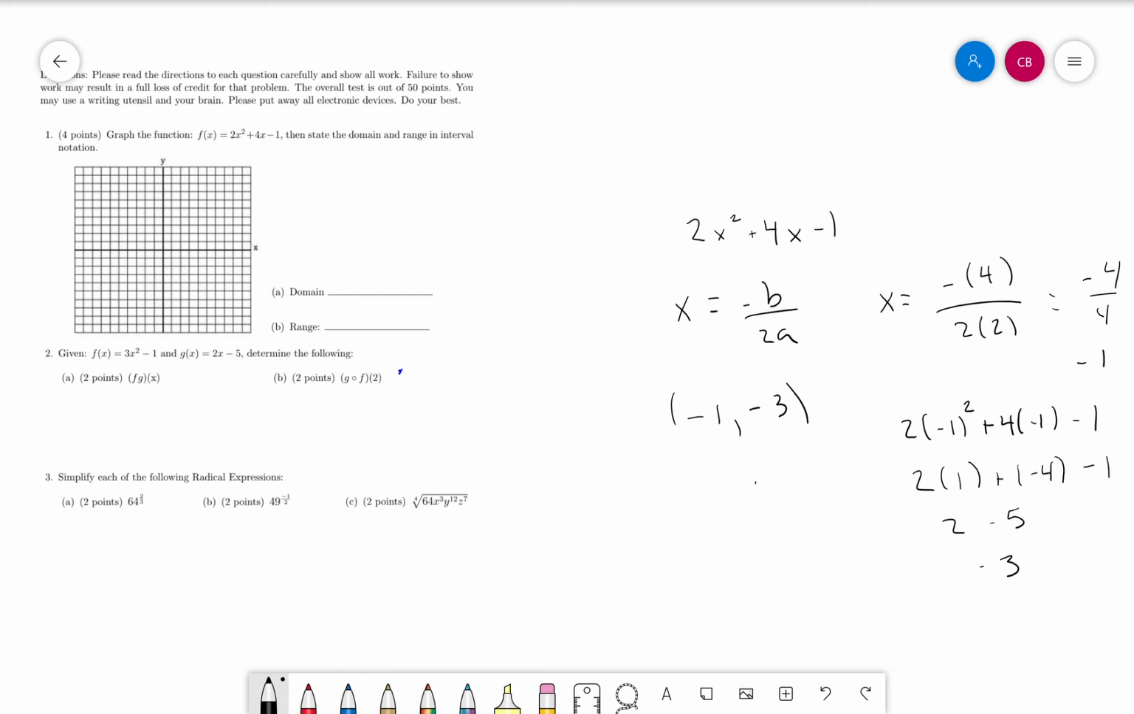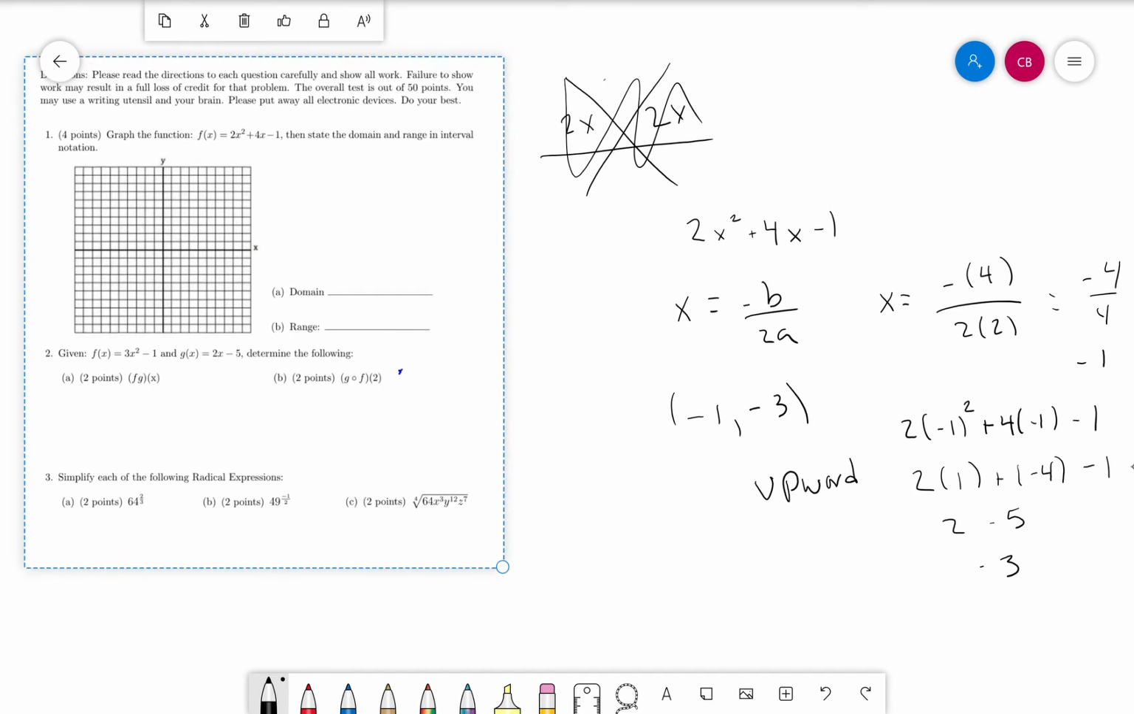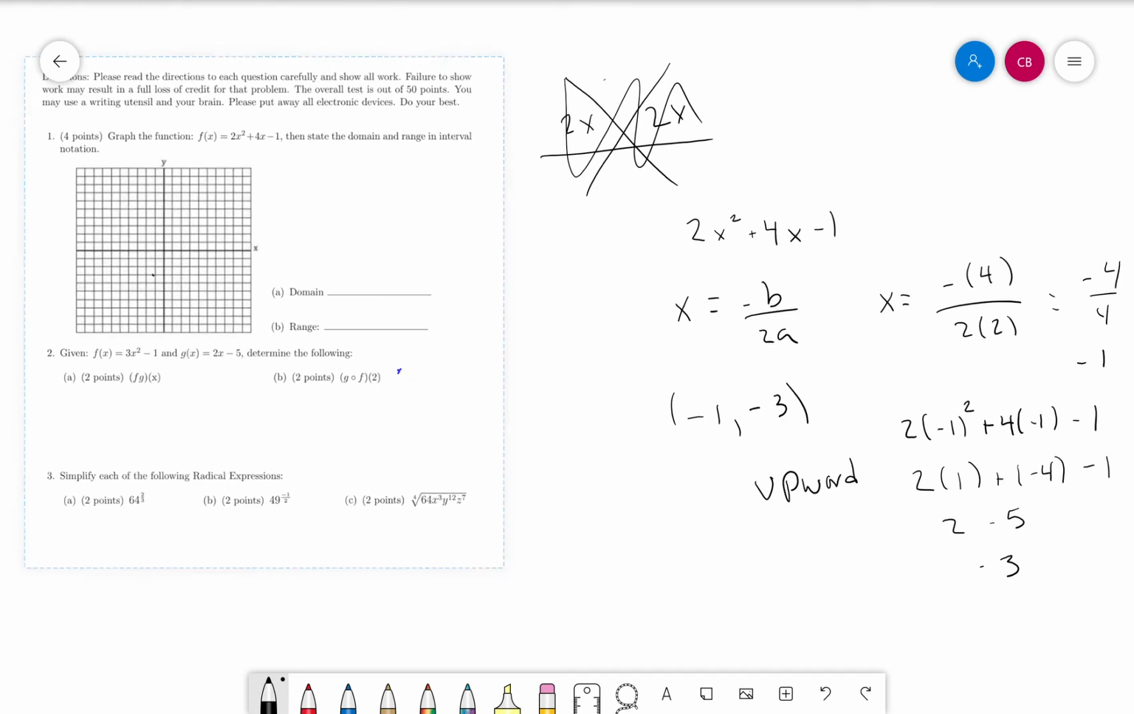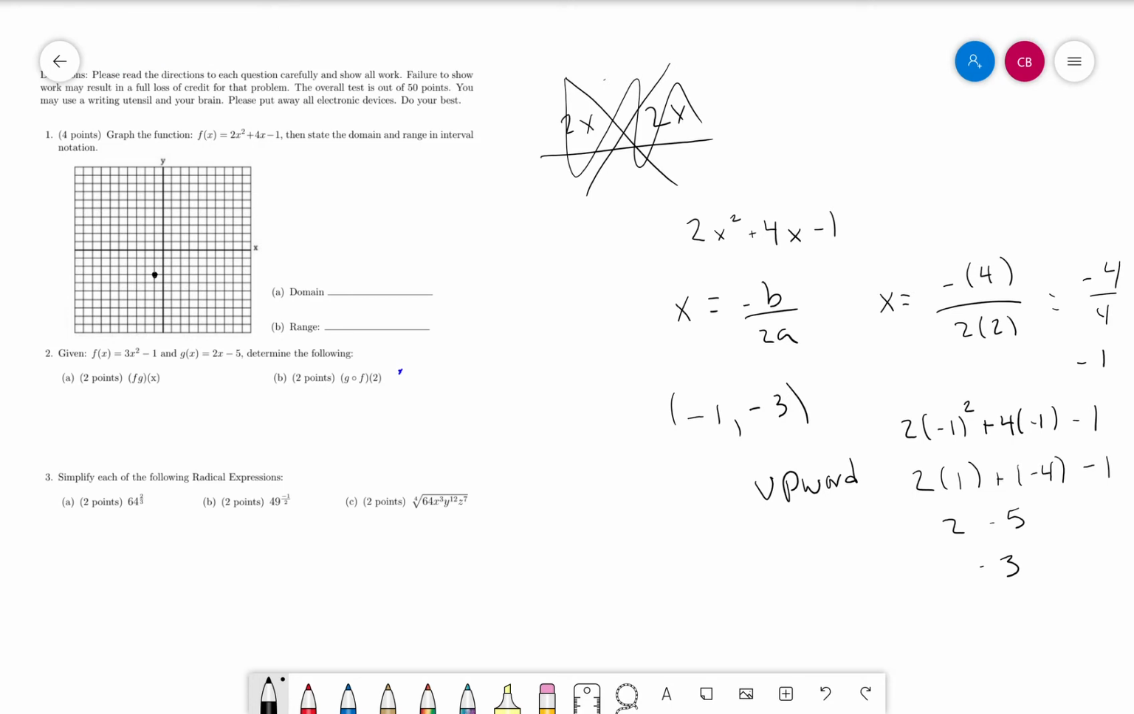Now, we know this is upward facing. We could actually probably maybe even factor this, so let's try that. 2x, 2x. We want it to multiply to, no, it doesn't factor. Okay, so never mind unless we use the quadratic formula. We do know it's upward facing with the vertex at negative 1, negative 3, so that would be right here. And then if we wanted to graph it, we could just know it's upward facing and go.